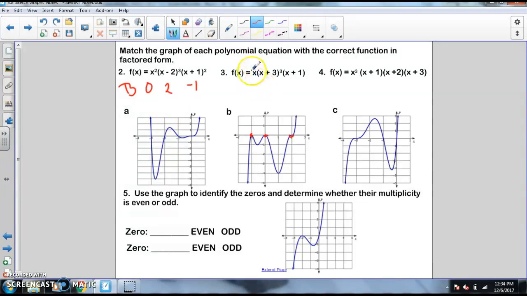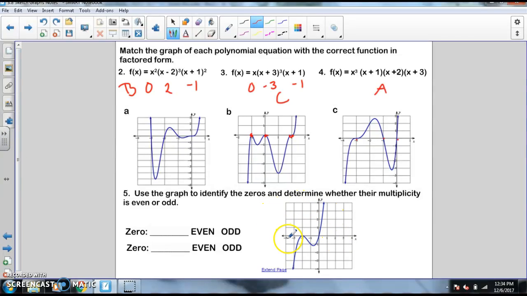Okay. The next one I have zeros at 0, -3, and -1. This one is at 0, -1, -2, and -3. We don't have all those there. So like this one, if I match it, works. So that's my C. And then the last one will be A.